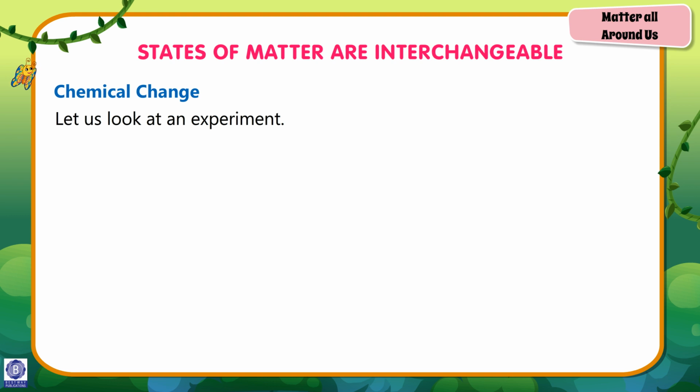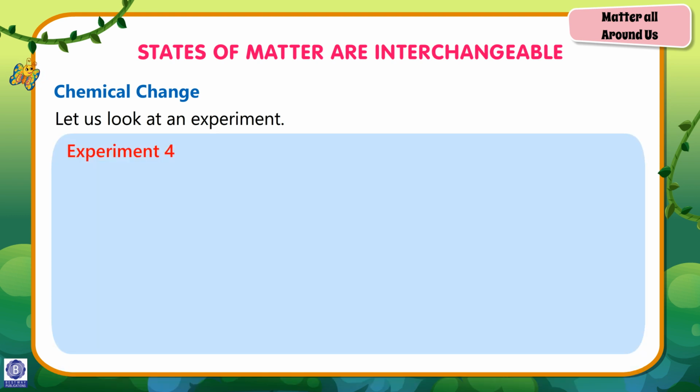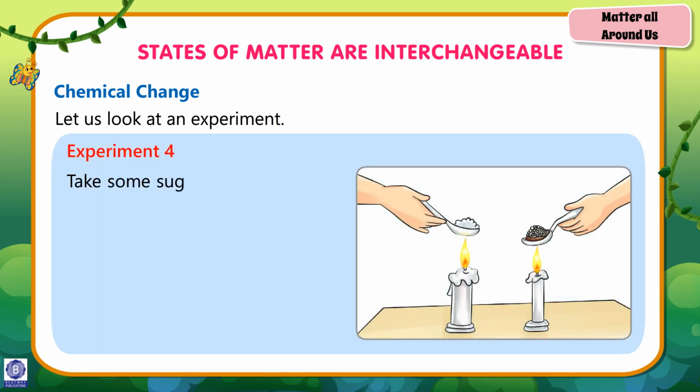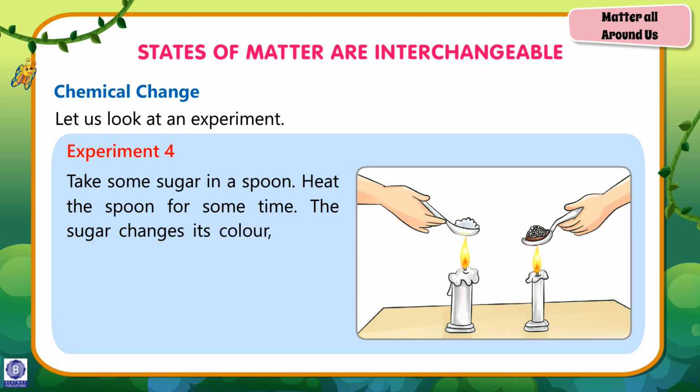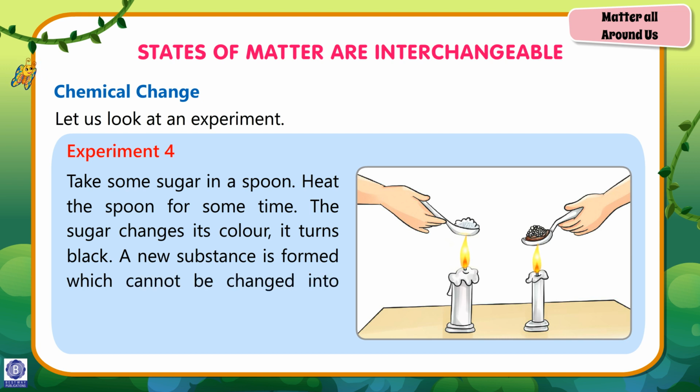Let us look at an experiment. Experiment 4. Take some sugar in a spoon. Heat the spoon for some time. The sugar changes its color. It turns black. A new substance is formed which cannot be changed into the original form. This shows a chemical change.